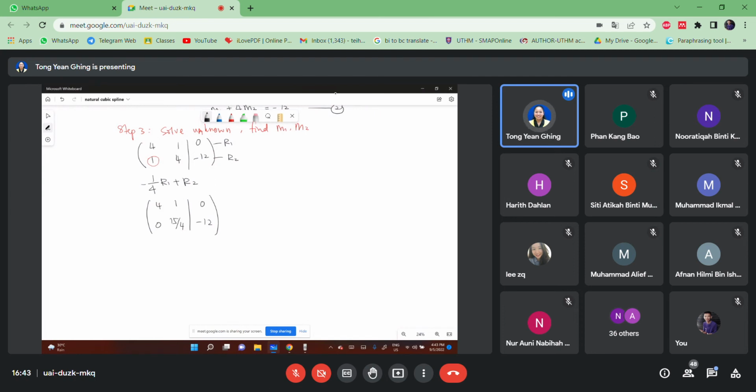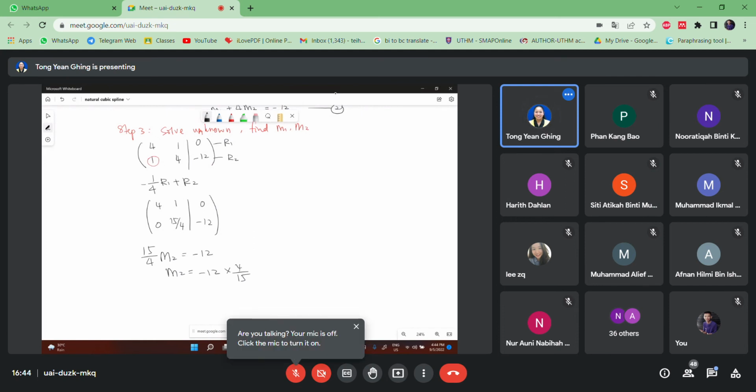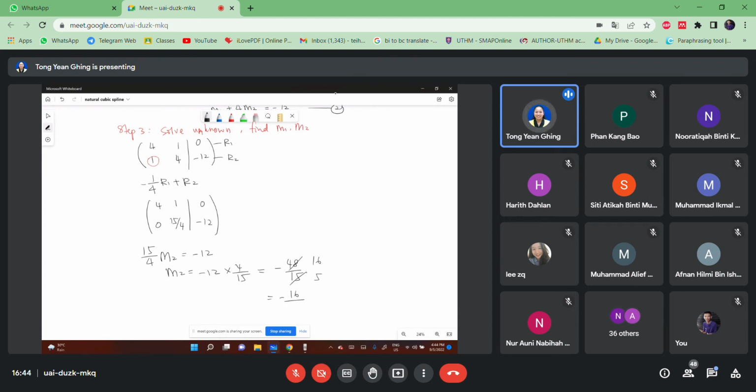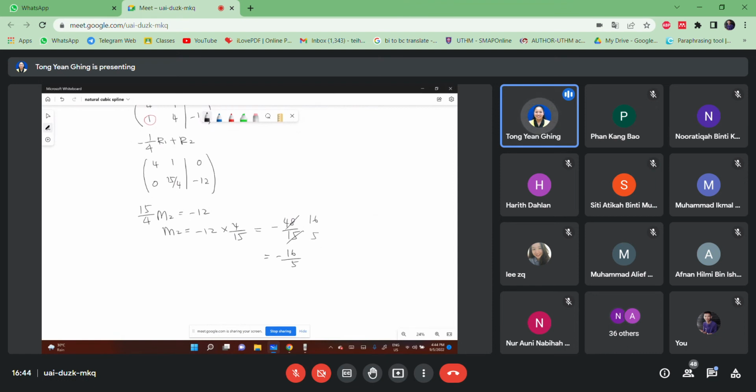Do the backward substitution. This is M2 equal to negative 12 divided by 15 over 4. So M2 equal to negative 12 times 4 over 15. I calculate: 12 times 4 is 48, over 15, which gives negative 16 over 5. This is M2. So now find M1.